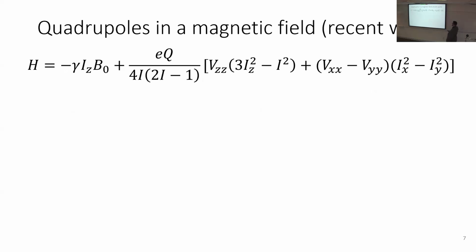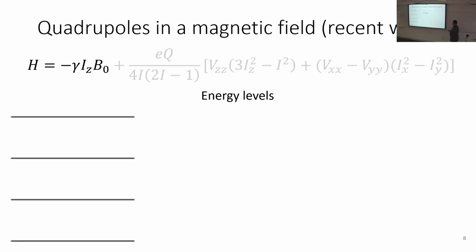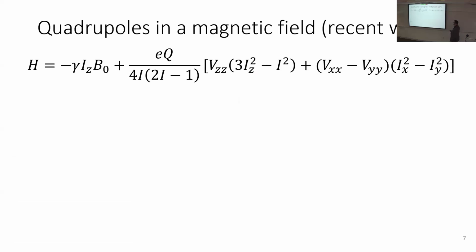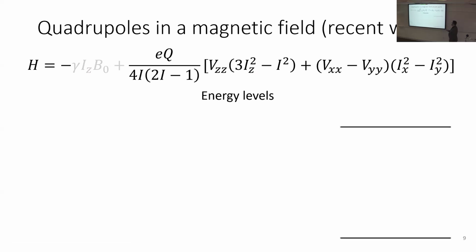And so, as promised, if you have quadrupoles in a magnetic field, you have both effects. Here you have the Zeeman Hamiltonian, and you have the quadrupolar Hamiltonian. So let's just focus on the Zeeman Hamiltonian first. If you try to diagonalize this for a spin 3/2 particle, you have 4 energy levels, 4 equally spaced energy levels. On the other hand, if you just focus on the quadrupolar Hamiltonian, you also get 4 energy levels, but they are doubly degenerate, meaning there are 2 energy levels here and 2 energy levels here.